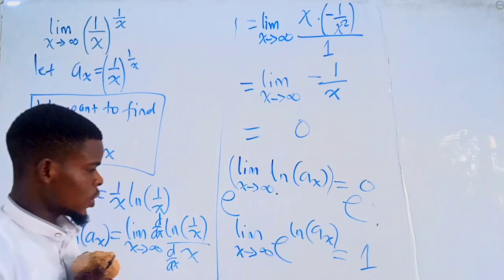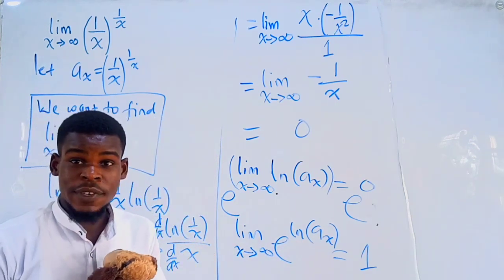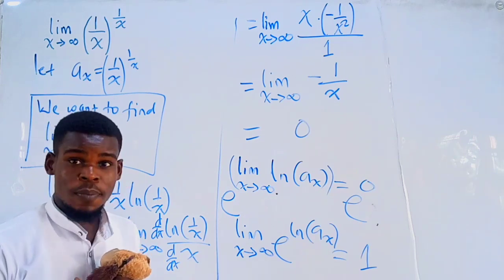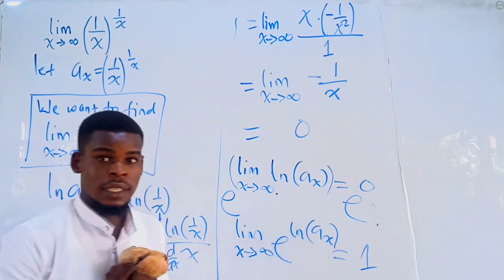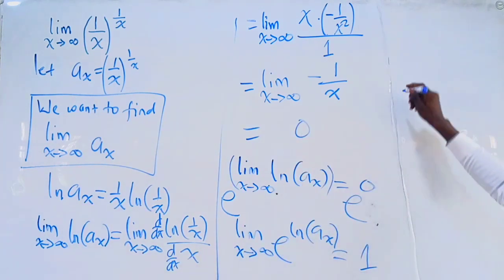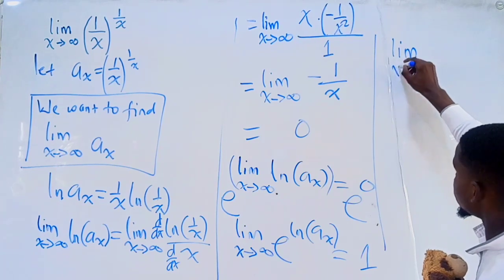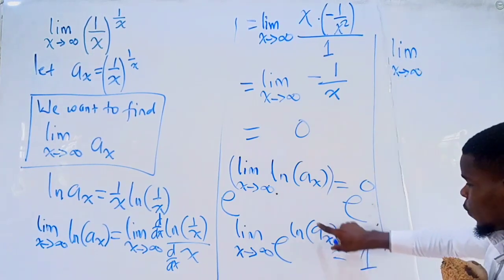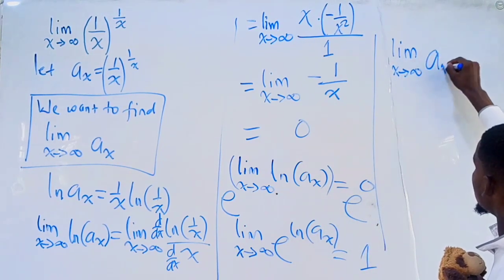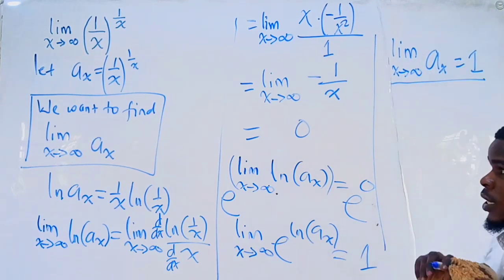Good. So you notice, since this exponential function and the natural logarithmic function are inverses of each other, then their composition will produce the identity, which means this will produce the limit as x tends to infinity of a sub x, which is equal to 1. And in fact, this right here is the required limit, and that is it.